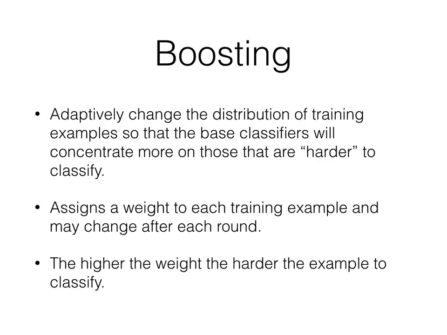Okay, let's now really briefly talk about boosting. So boosting is adaptively changing the distribution of the training examples so that the base classifiers have to concentrate more on the ones that are harder to classify. And the way that it works is that it assigns a weight to each training example and then changes that as it goes through each round. And the higher the weight, the harder the example is to classify.